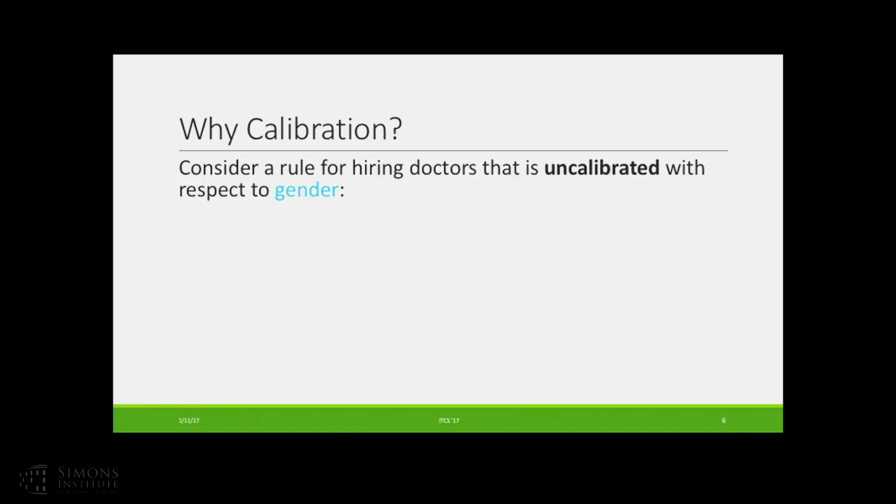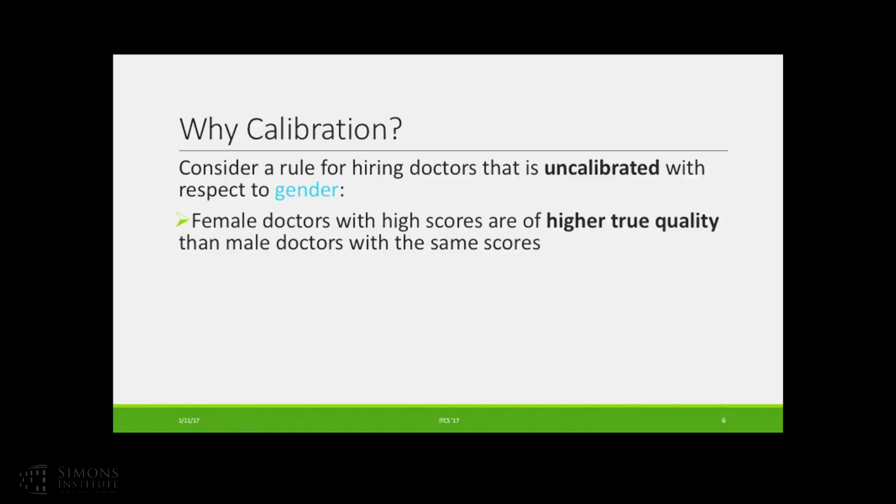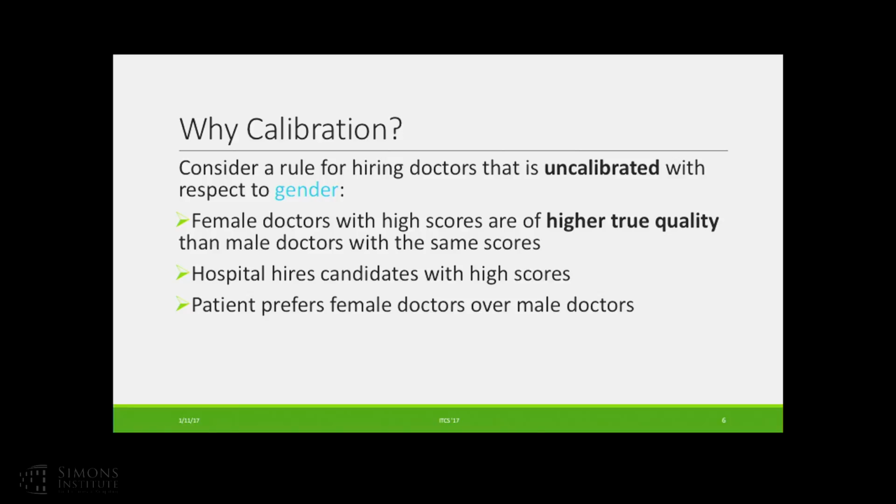So I'm going to switch to another example really quickly, but this applies to really any model of risk tools you could think about. Let's say I want to hire doctors, but my hiring rule uses scores that are uncalibrated with respect to gender. In the following way, let's say that female doctors with high scores are actually of better true quality than male doctors with those same scores. So what happens? Well, the hospital hires candidates with high scores, as it should. But now, as a patient, the rational thing for me to do would actually be to prefer female doctors over male doctors. Right? Why is that the case?